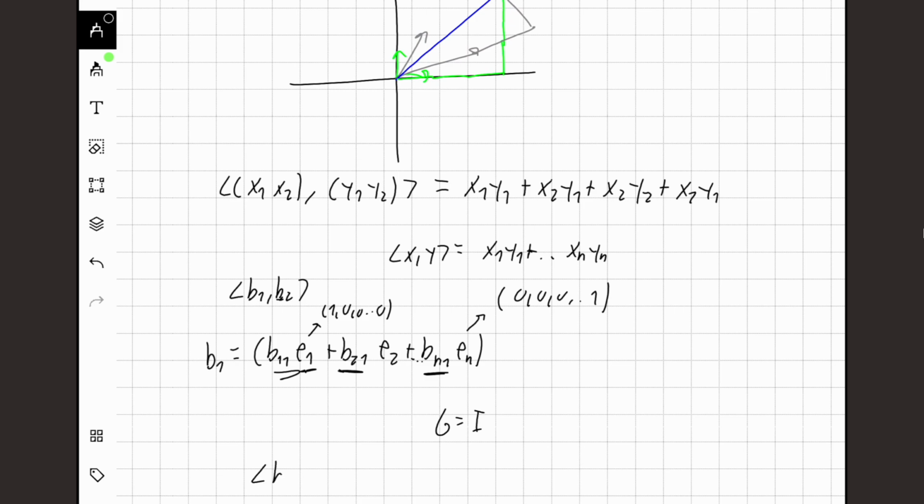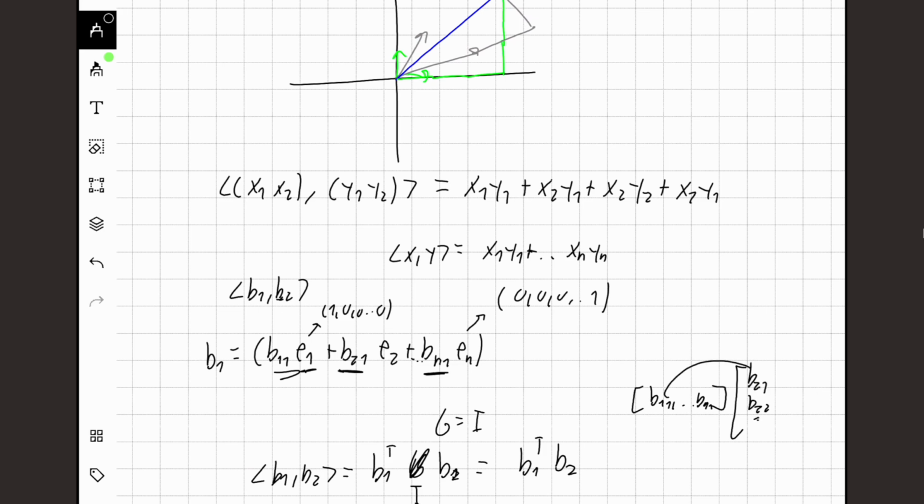So when we take the inner product between b1 and b2, of course, we would get b1 transpose times the Gram matrix times b2 conjugate, but we're working over the real numbers right now, so this disappears. The Gram matrix is exactly the identity matrix, so we just get b1 transpose times b2. This would be b11 all the way down to bn1, and this would be b21, b22 all the way down, and we'd get the classic component-wise product.